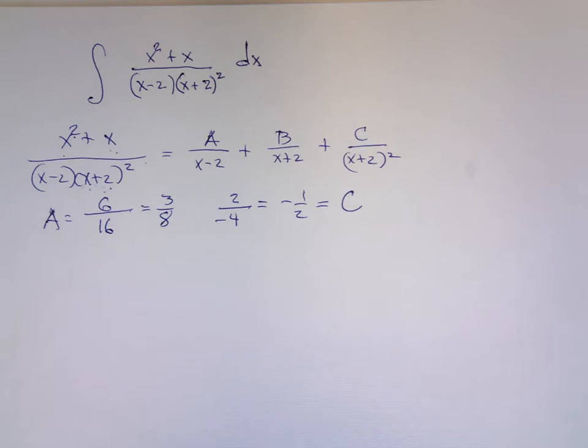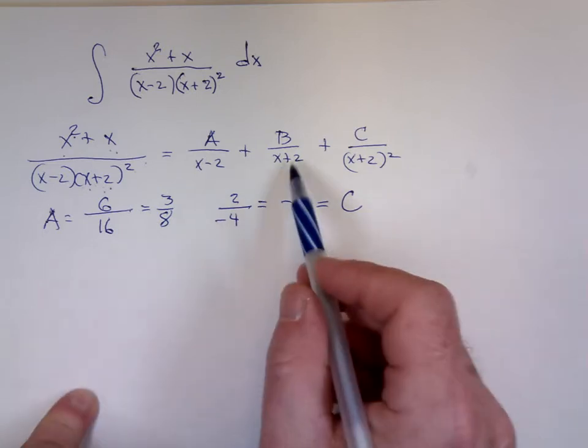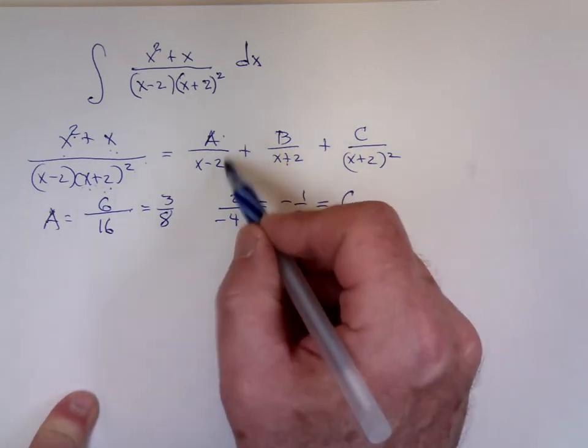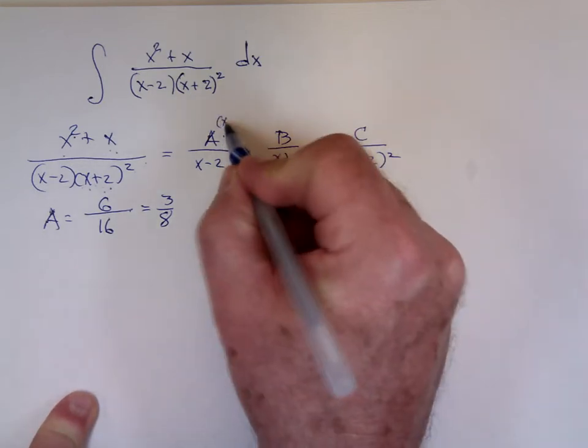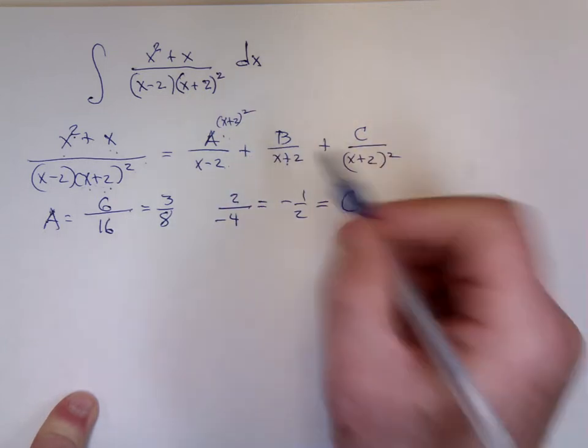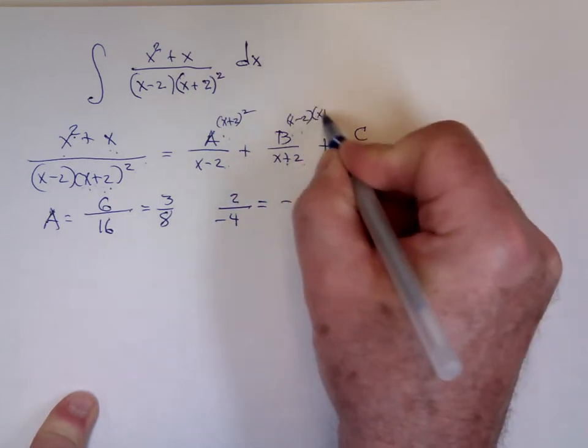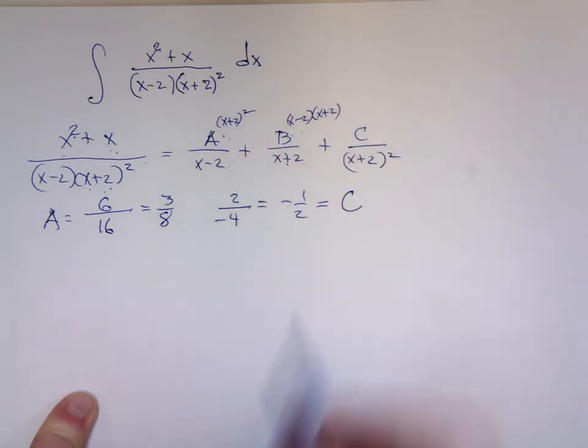Okay. B. How am I going to solve for B? I'm forced to do this. I'm going to multiply this numerator and denominator by x plus 2 squared. I'm going to multiply this numerator and denominator by x minus 2 and an x plus 2. This numerator and denominator gets multiplied by x minus 2.